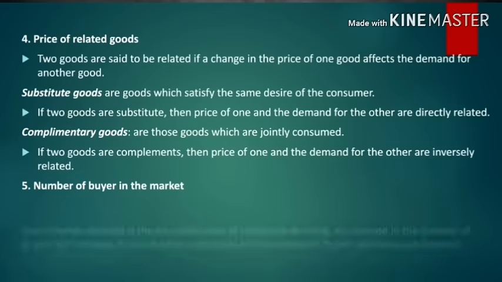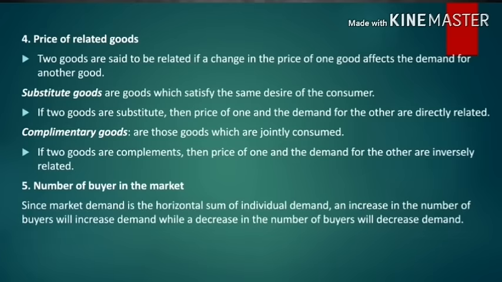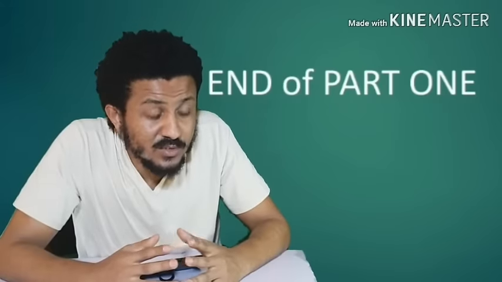So, since market demand is the horizontal sum of individual demand, an increase in the number of buyers will increase demand, while a decrease in the number of buyers will decrease demand. Horizontal sum means we add up each individual's demand to get the market demand. This is the end of part 1 of the unit 2 tutorial.